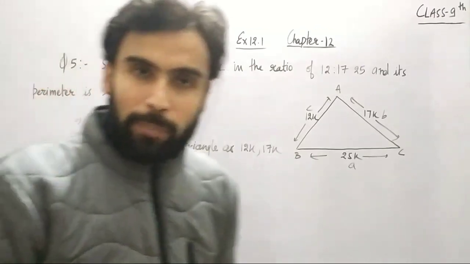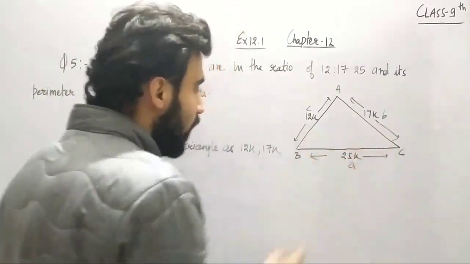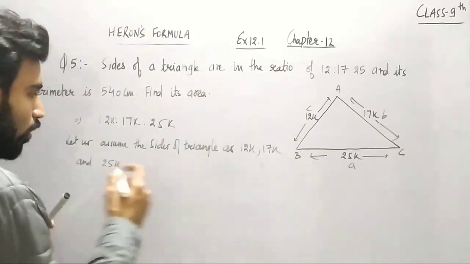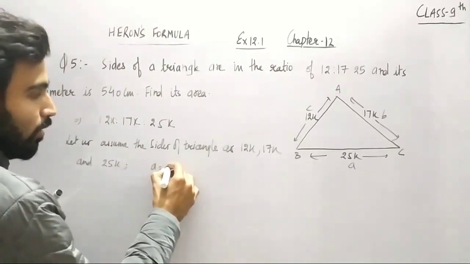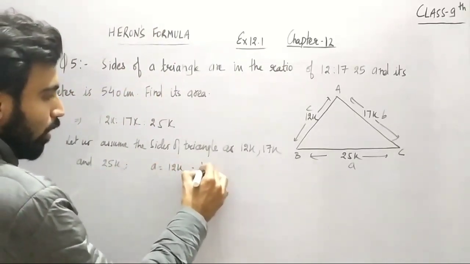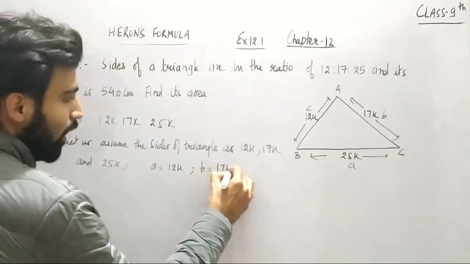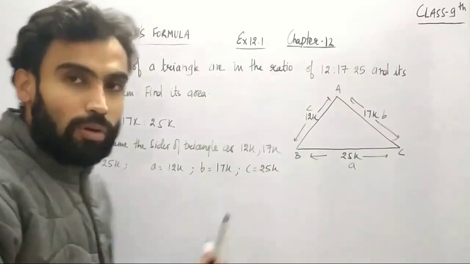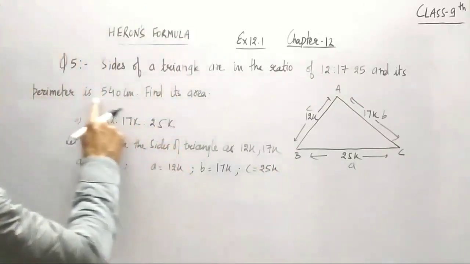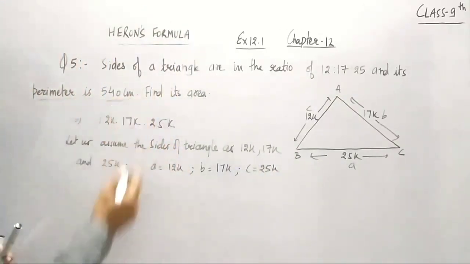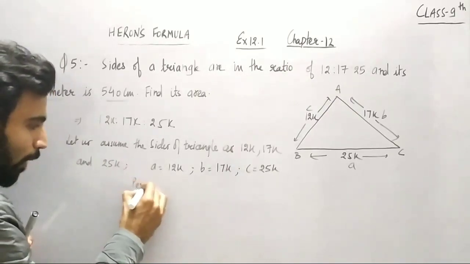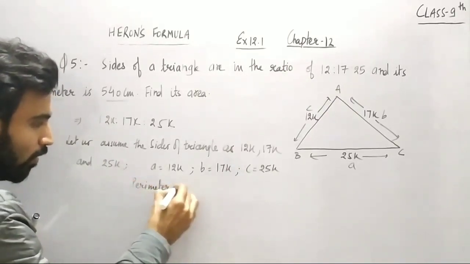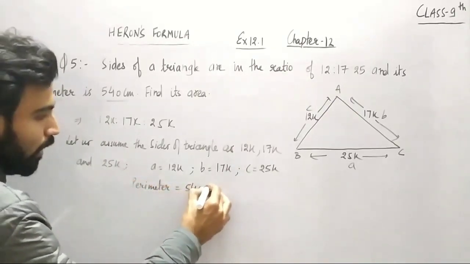So here we have the values of A, B and C. You can see, let me just write that. Here A is 12x, B is 17x, and C is 25x. Also in this question, you can see the perimeter is given to us. So let me just write that. The perimeter is 540 centimeter.